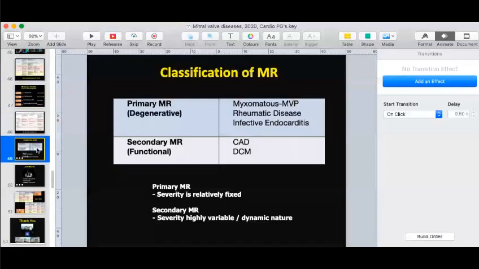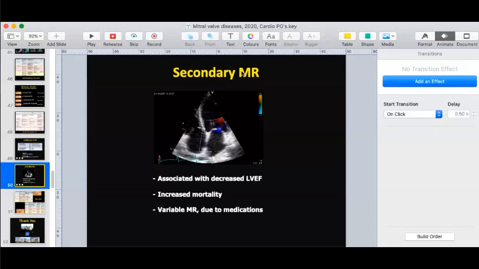When you look at primary MRs, and then the secondary MRs, here the severity is relatively fixed. In the secondary MR, the severity is highly variable, highly dynamic, and it can vary even within a week or even a month. Usually the secondary MRs are associated with decreased ejection fraction. They have higher mortality. And this we already have discussed.